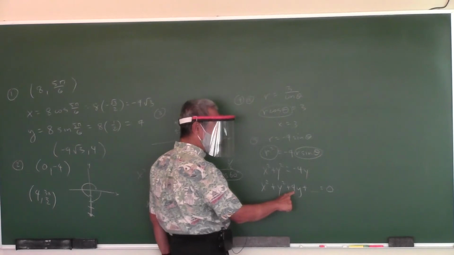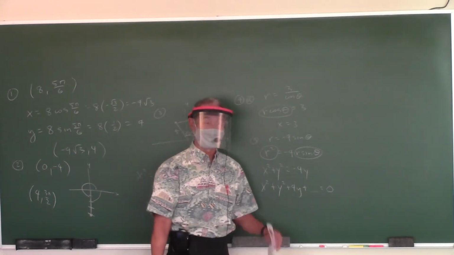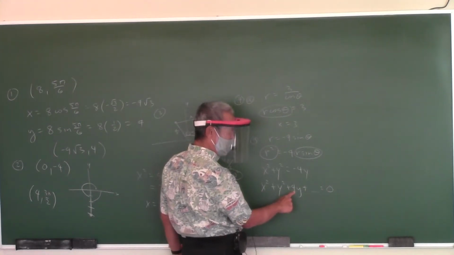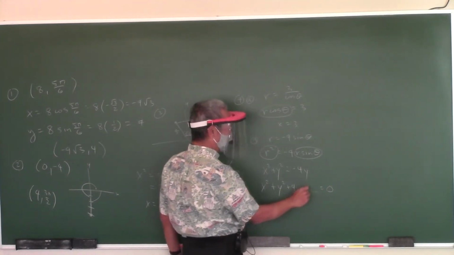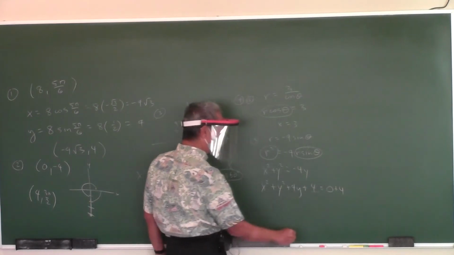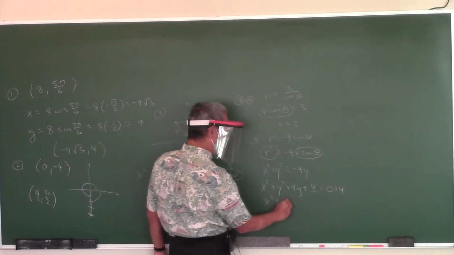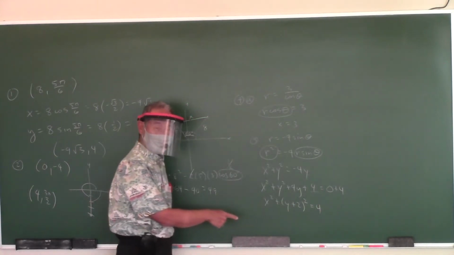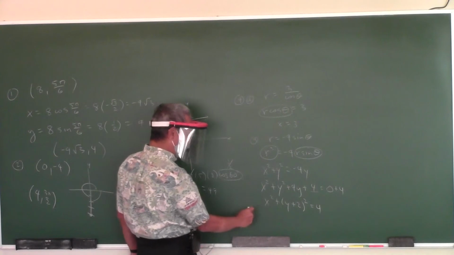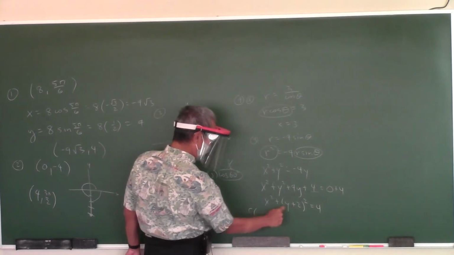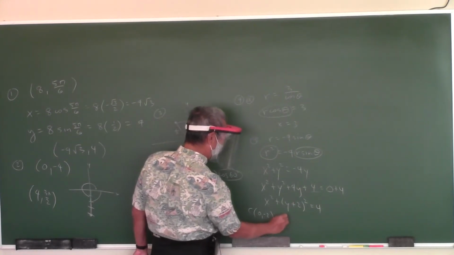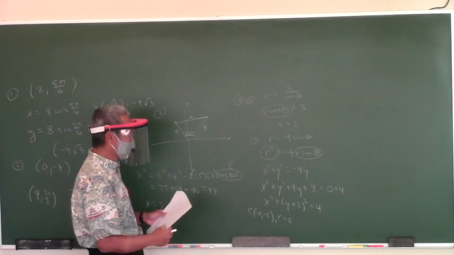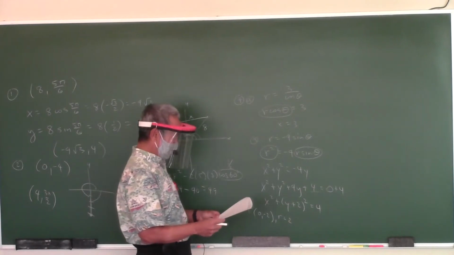You take half of that number. Next chapter we're going to be doing this in almost every problem, so you're going to be good at it. Take half of that number and square it: 4. Add 4 to both sides. So you get x squared plus (y plus 2) squared equals 4. That is standard form. By just looking at it, you know the center is at (0, -2), and the radius is the square root of that number. You have to know that on the SAT and ACT. Okay, B.